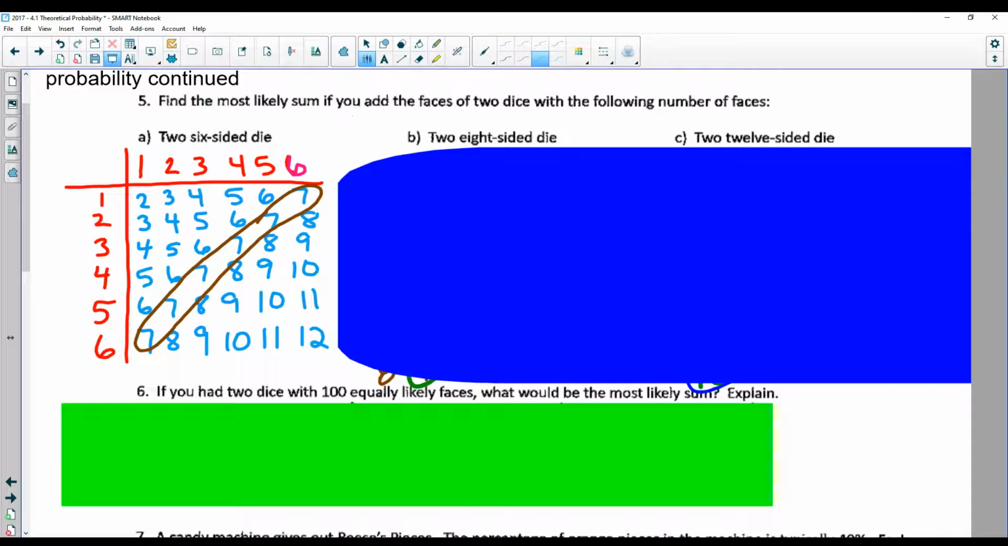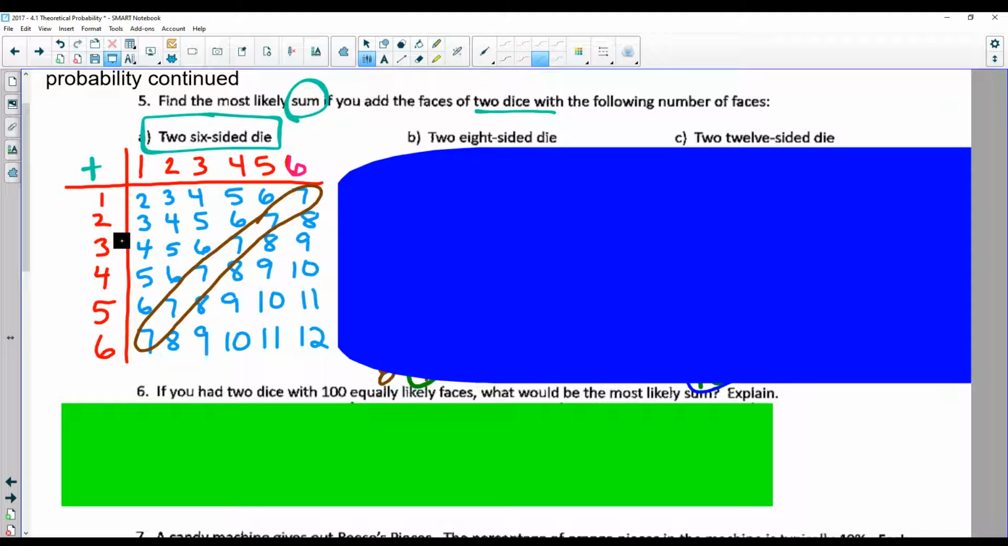Okay, let's continue our probability conversation here with our die and see some other combinations and things that can happen with our outcomes. Number 5, find the most likely sum if you add the faces of two dice with the following number of faces. So in this case, we are adding two six-sided dice. We set this up the other day. We said that means we'd have 1 through 6, and we would cross those with 1 through 6. And so we would add them up in our chart and get something like this.